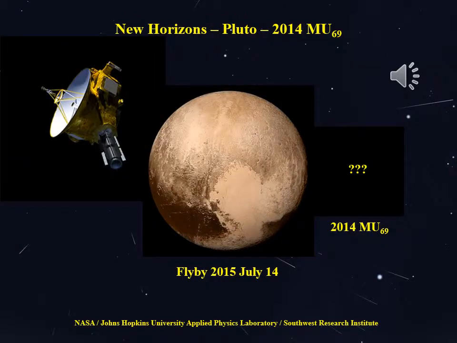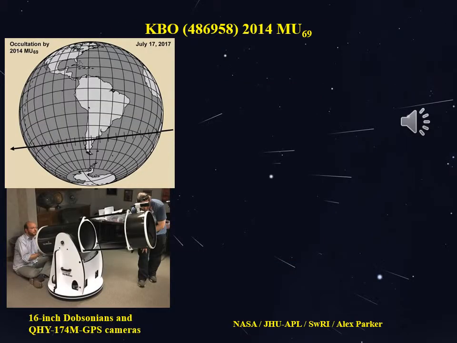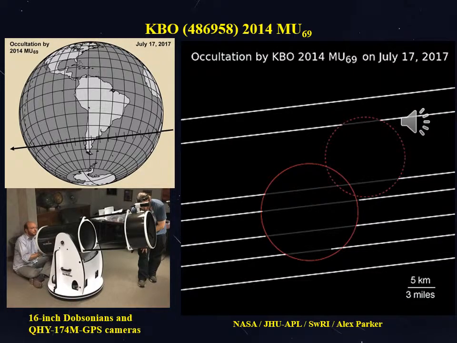Finishing in the outer solar system, we know that New Horizons flew past Pluto in 2015, but their next target was 2014 MU69, and they had no idea what it was. What size was it? So the predictions came up with a track in South America. Pro-Am teams went out with telescopes with QHY-174 cameras, quite expensive video cameras.